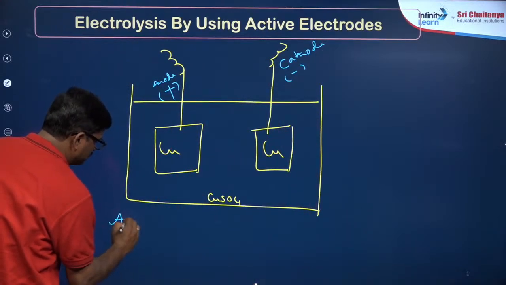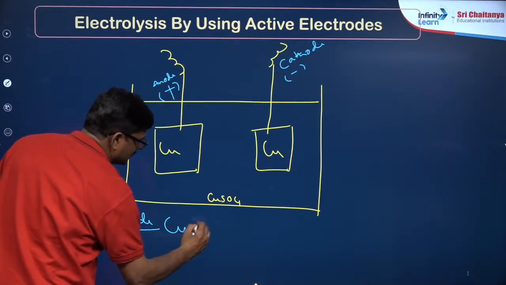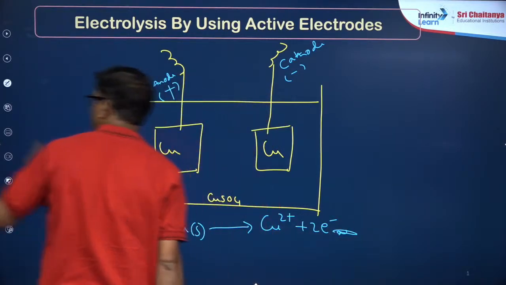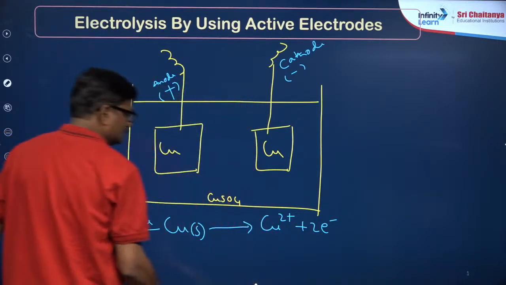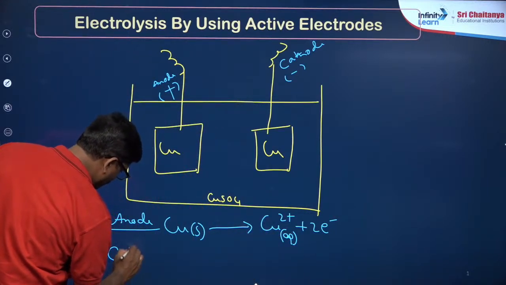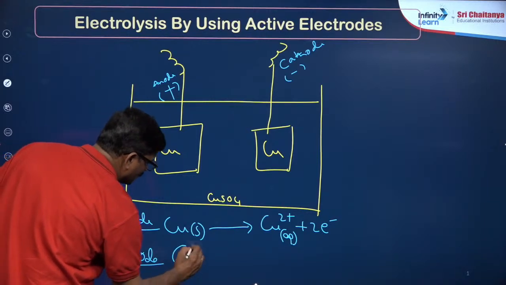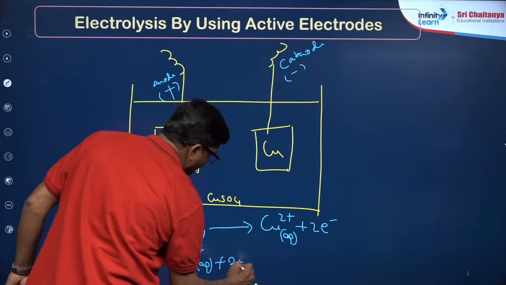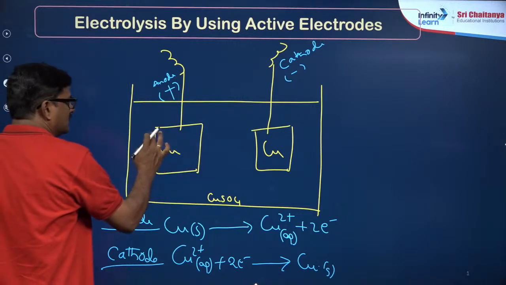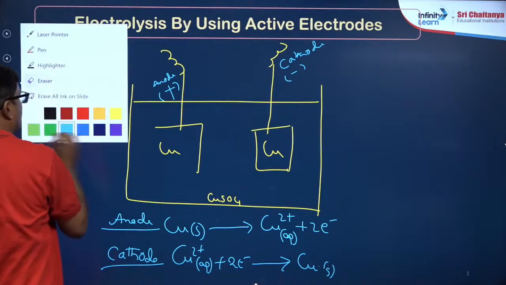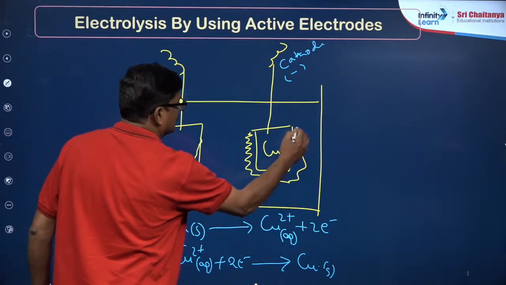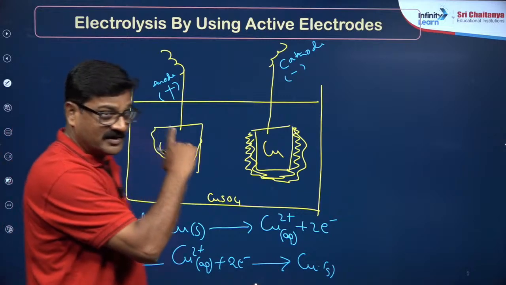So what happens at the anode? Copper, which is a solid, loses electrons to give rise to copper 2 plus. At the cathode, copper 2 plus aqueous takes electrons and gives rise to copper, which is solid. That's the reason why this copper anode is going to decrease its mass gradually, whereas the cathode is going to increase its mass. That's what is happening. We do this in electrolytic refining of metals.